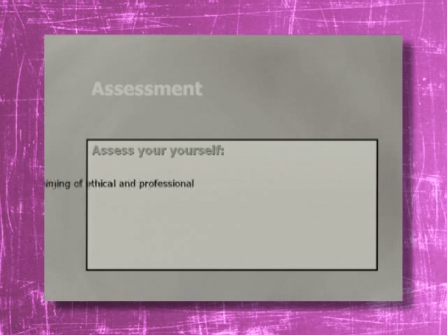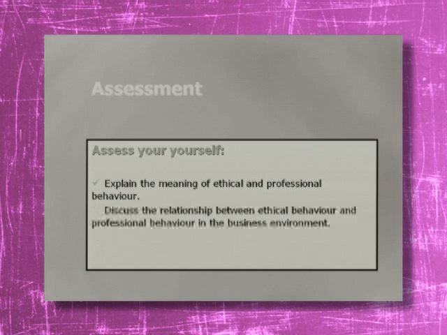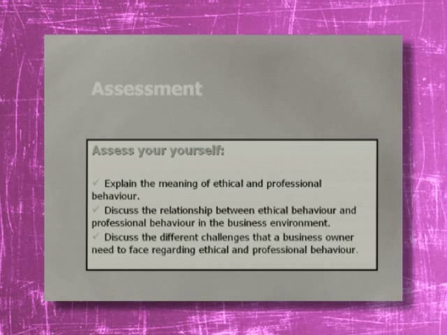Grade 12, now that brings us almost to the end of our lesson. Just before we recap and look at the close off, let's see what you need to know about the topic that we've discussed. First of all, you need to be able to explain the meaning of ethical behavior and professional behavior. And then secondly, you need to be able to discuss the relationship between ethical behavior and professional behavior in the business environment. Thirdly, discuss the different challenges that a business owner needs to face regarding ethical and professional behavior. And then, of course, lastly, we've identified solutions, how to solve these challenges.